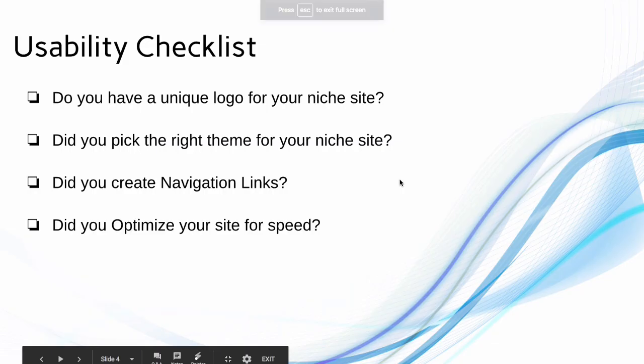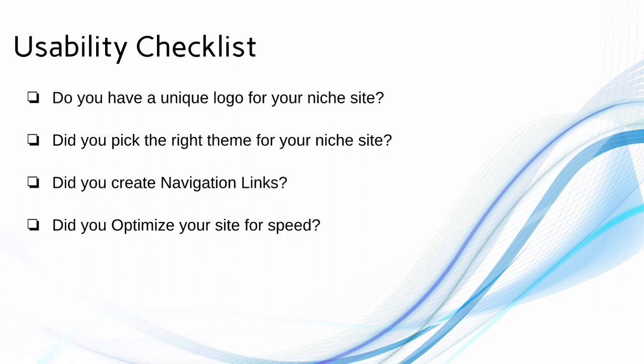The fourth item is you have to optimize for speed. For this, you have to install WP Total Cache plugin. Deepak has already made a video on how to use WP Cache plugin to optimize speed.